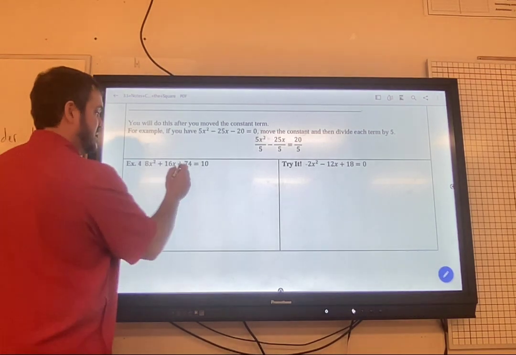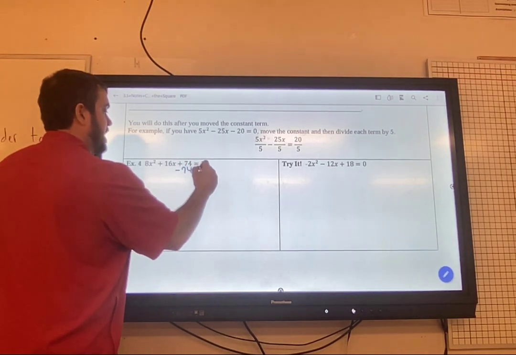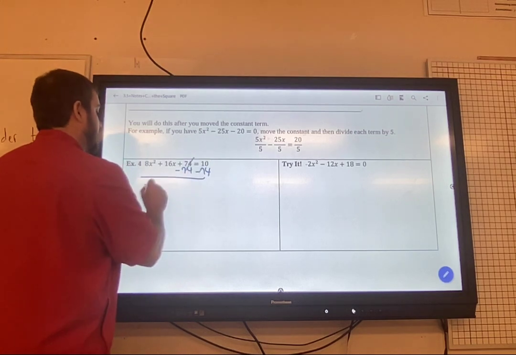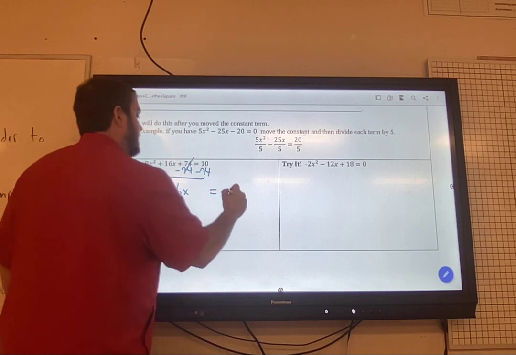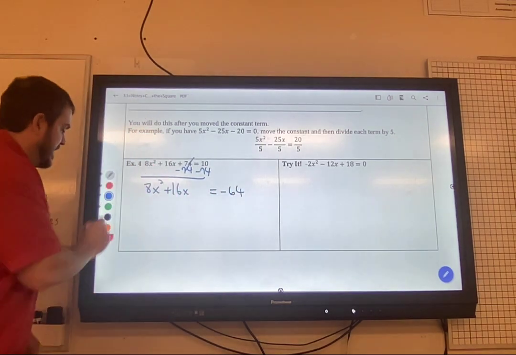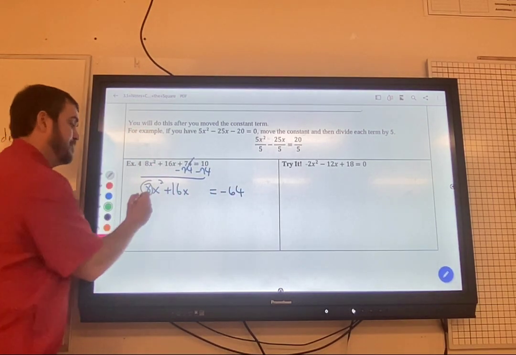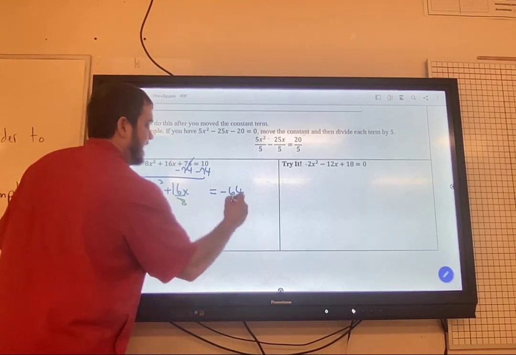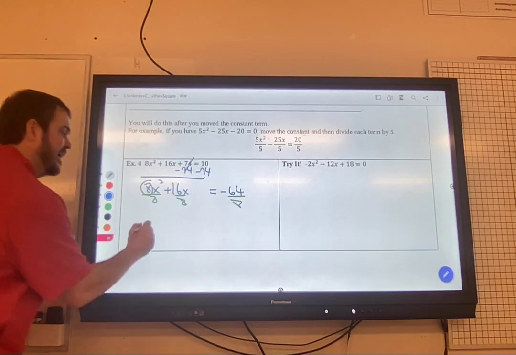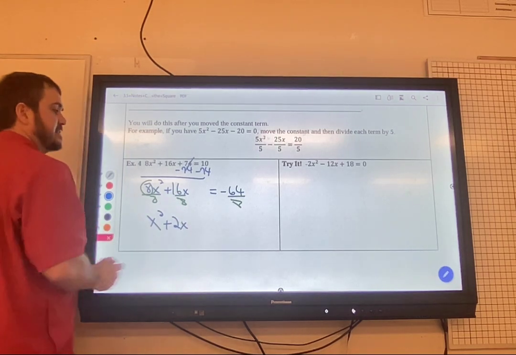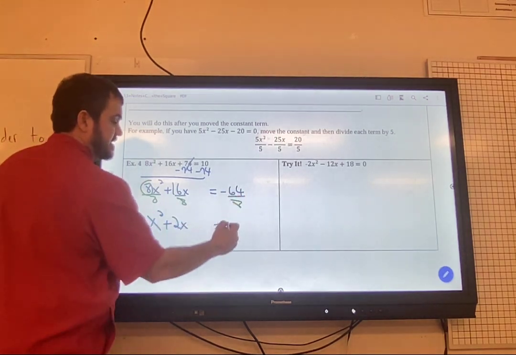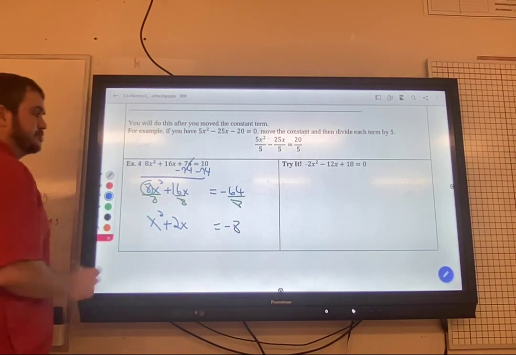How I'd approach this one, I would minus 74. That would give me 8x squared plus 16x equals negative 64. Now we've got 8 in front, so let's get rid of it by dividing everything by 8. That's just x squared, that's 2x. When you do negative 64 divided by 8, that's negative 8.